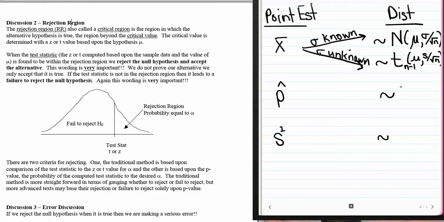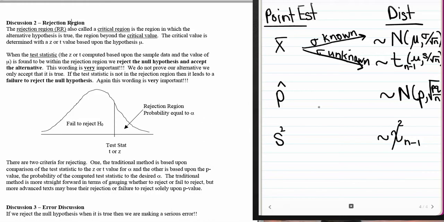Now the p hats, they're always distributed normally with a mean of p and a standard error of the square root of pq divided by n. And we're going to learn that this p and this q, unlike when we had confidence intervals, are going to be underneath our null hypothesis. Now the s squareds, if you recall from when we did confidence intervals on these, are distributed with the distribution known as the chi-squared distribution that looks like that.